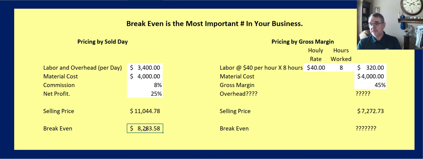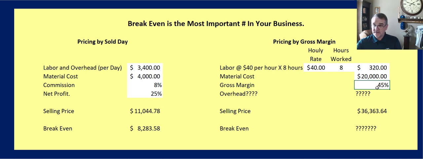Blau. If you don't know your break even number over here, because you don't know how much overhead you need in a day over here, you're hoping that the 45% is going to cover it. Well, $20,000 covers more overhead. Out of $20,000, material covers more overhead if you're doing 45%.